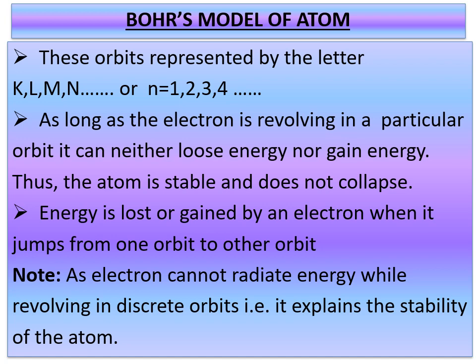So energy is lost or gained by an electron when it jumps from one orbit to another orbit, or one shell to another shell. One more part you have to remember: as an electron cannot radiate energy while revolving in discrete orbits, it explains the stability of an atom. Whenever an electron jumps from a higher energy level to a lower energy level, it will radiate or emit energy. When an electron goes from a lower energy level to a higher energy level, it absorbs or gains energy. This part you have to remember, children.